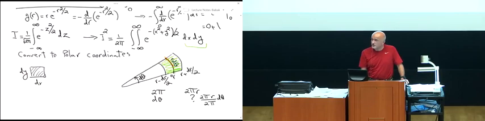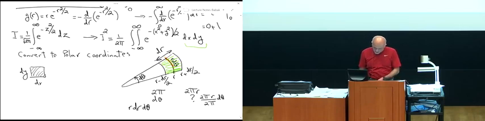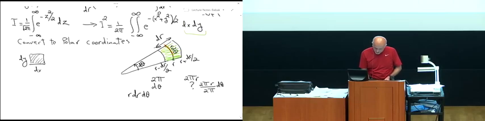Yeah, you can assume that that's a rectangle. The length is r d theta. And the width of that rectangle is dr, no? Because I want dr over 2 above and dr over 2 below. So that's how you convert to polar coordinates.